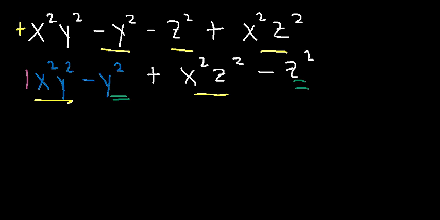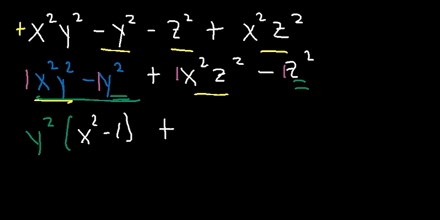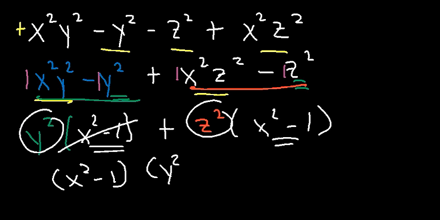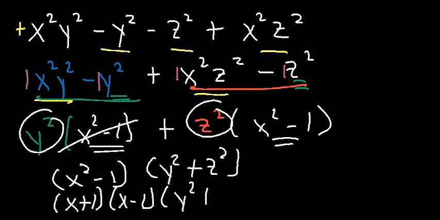The coefficient is 1 and negative 1, 1 and negative 1. They have the same ratio, which means we can probably factor by grouping. So in the first two terms, let's take out the GCF, which is y squared. So we're going to be left with x squared minus 1. And in the last two terms, let's take out the GCF, which is z squared. And we're going to be left with x squared minus 1. So we have a common factor, x squared minus 1. If we take that out, here we're going to have y squared, and here we're going to have plus z squared. So the factor x squared minus 1 is going to be x plus 1 times x minus 1, and then y squared plus z squared. So that's the answer for this problem.